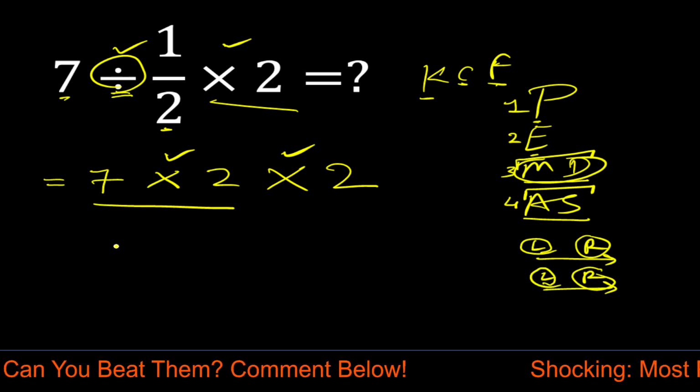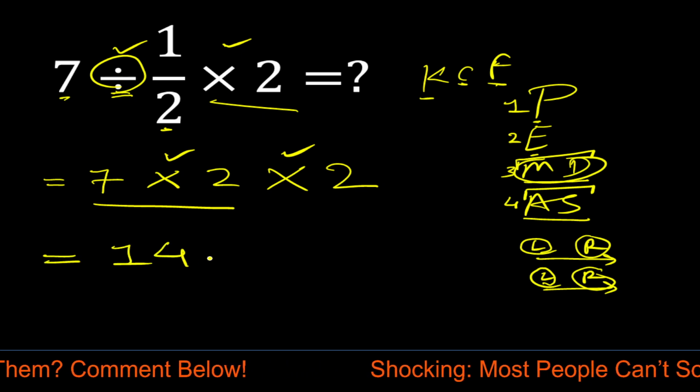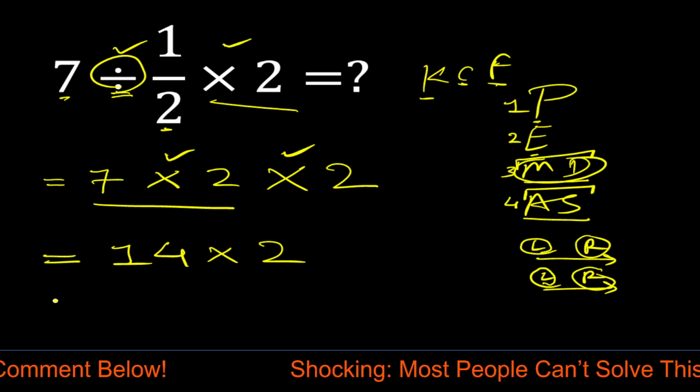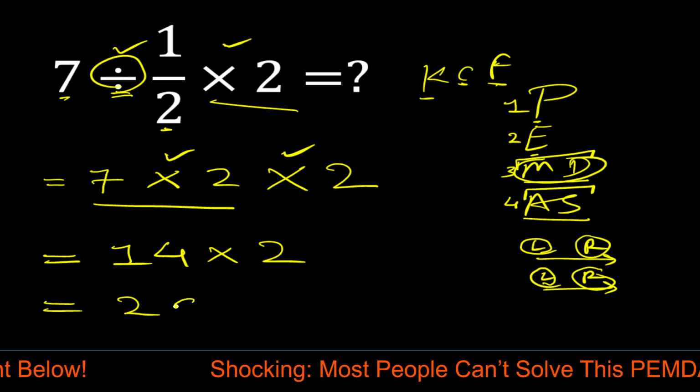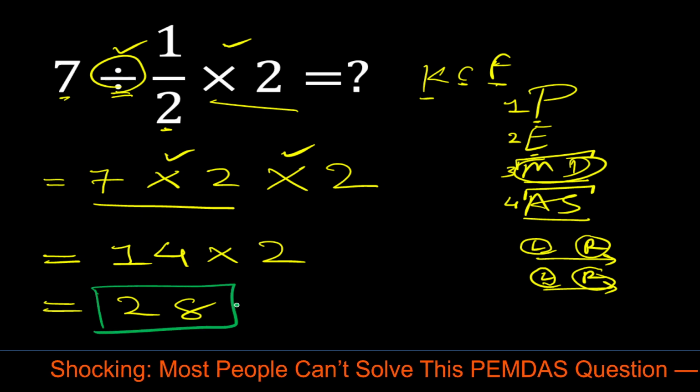So first we have to solve this multiplication. So 7 times 2 is equal to 14 times 2. So now 14 times 2 is equal to 28. Right? So the correct answer is 28.